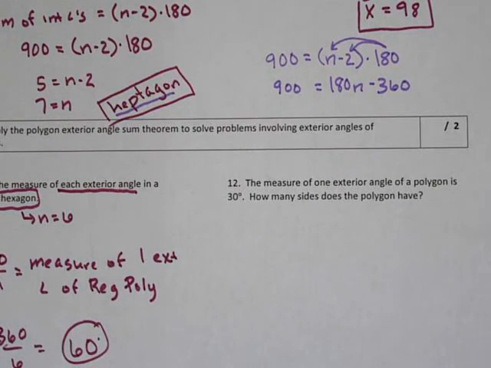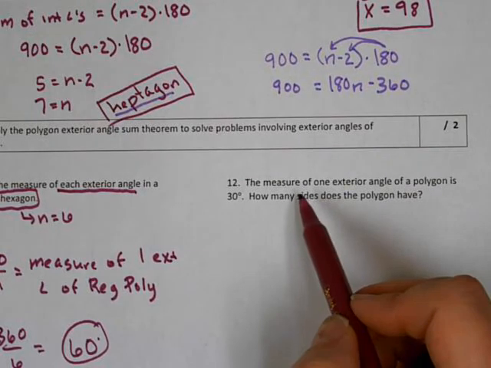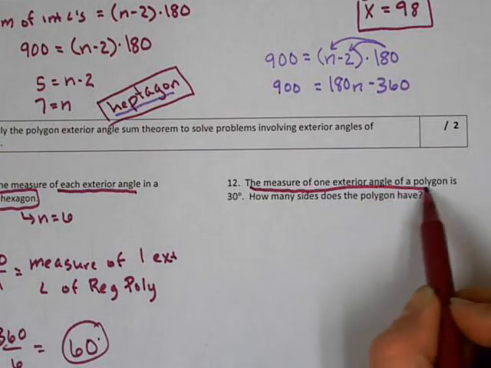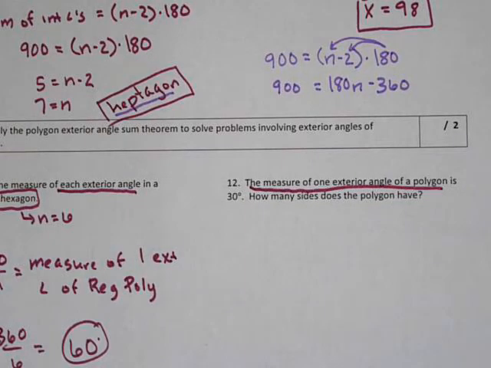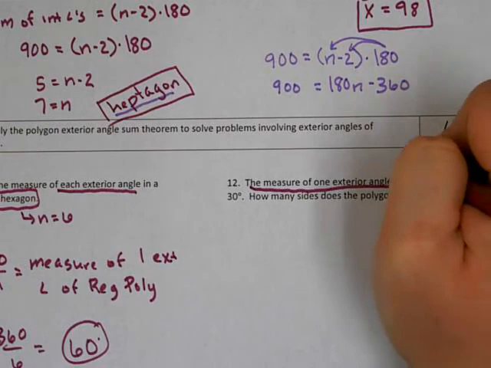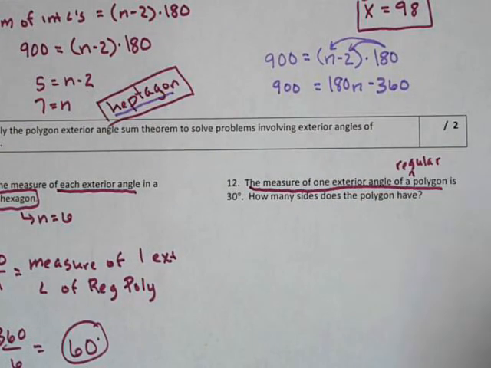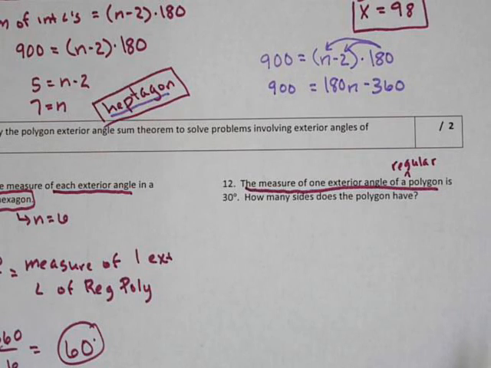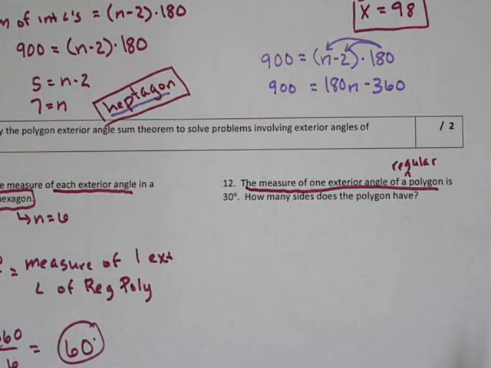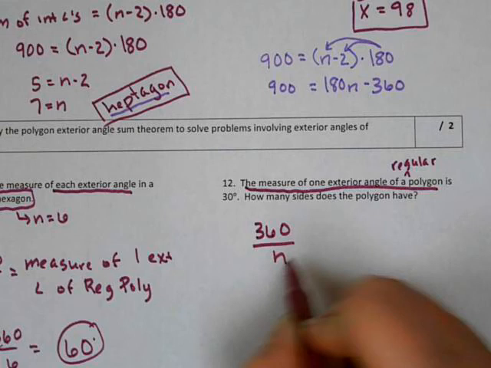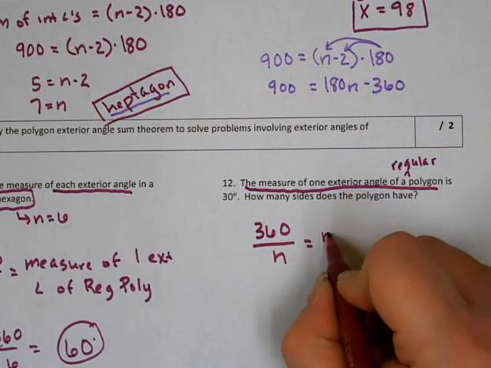Okay. Number 12, the measure of one exterior angle of a polygon is 30 degrees. How many sides does the polygon have? Again, we're going to use that same formula we just used in number 11 because we have the measure of one exterior angle. I'm going to put a note in here that this needs to be a regular polygon. So the measure of one exterior angle of a regular polygon is 30 degrees. How many sides does the polygon have? We're just going to do 360 over n is equal to the measure of one angle.